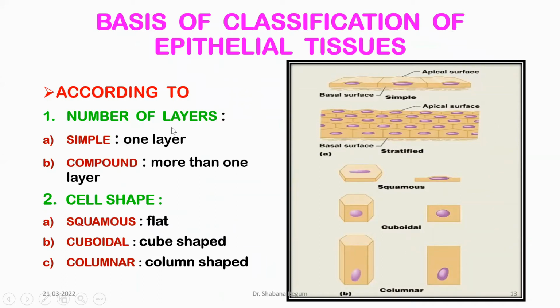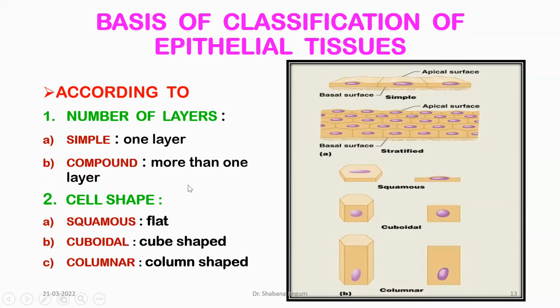So according to the number of layers, we have simple epithelium and compound epithelium. Simple epithelium is when there is only a single layer of cells resting on the basement membrane. Compound epithelium is when there are more than one layer of cells resting on the basement membrane. So this is simple epithelium, a single layer of cells resting on the basement membrane, and this is a compound epithelium where we have multiple layers of cells.